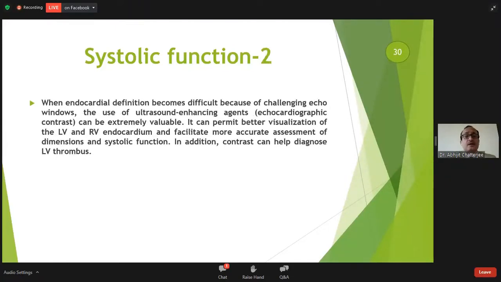When endocardial definition becomes difficult because of challenging echo windows, the use of ultrasound enhancing agents, echocardiographic contrast, can be extremely valuable. It can permit better visualization of the left ventricular and right ventricular endocardium and facilitate more accurate assessment of dimensions and systolic function. What is more important is that contrast can help diagnose left ventricular thrombus.